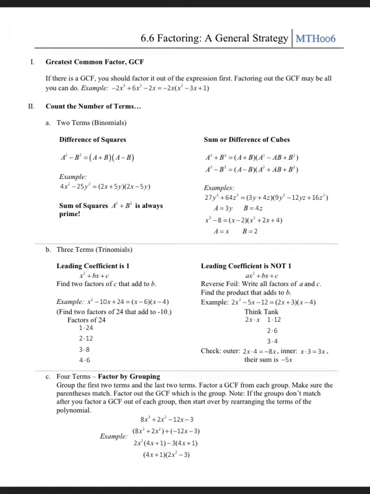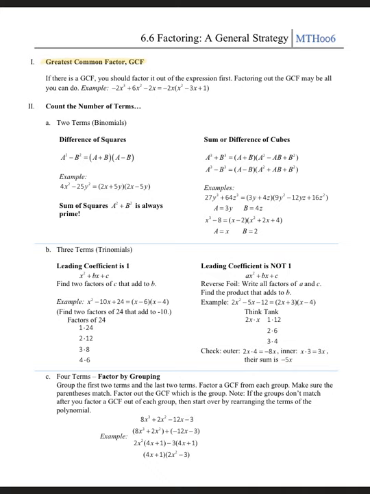There. 6.6 is just talking about factoring and a general strategy. We're not learning anything new in 6.6, it's just reviewing all the different ways of factoring. So the first thing you always want to do whenever you have to factor something is look for a greatest common factor. That's going to be step one in every single expression that you're faced with.